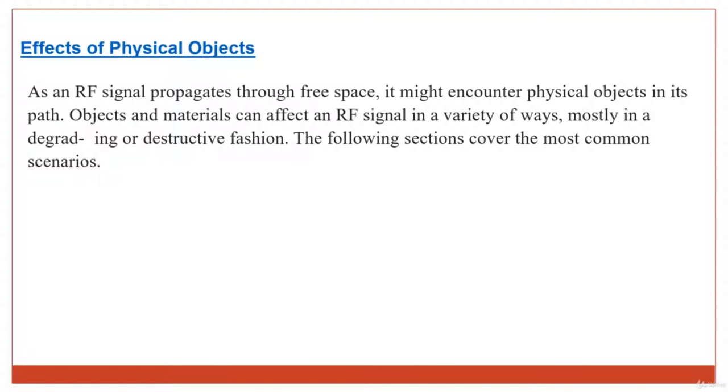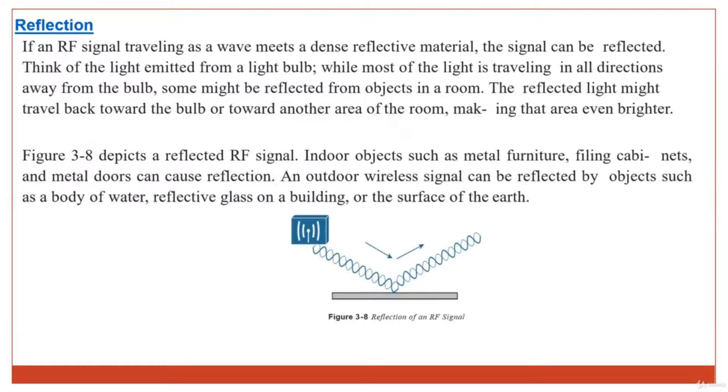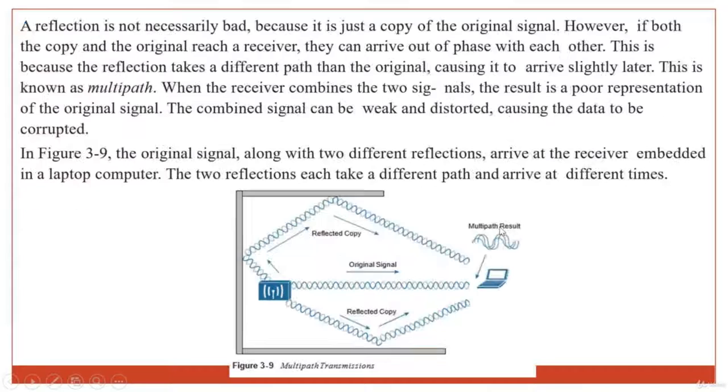All right, next topic, the effect of physical object. Say you place your access point and it is in contact with a surface that reflects the wave. It's very much like light. We know how light waves react: if you put a light wave in front of a mirror at a certain angle, it will reflect. Even if your surface is smooth, RF signals will also get reflected.